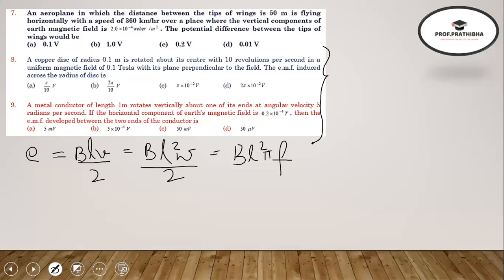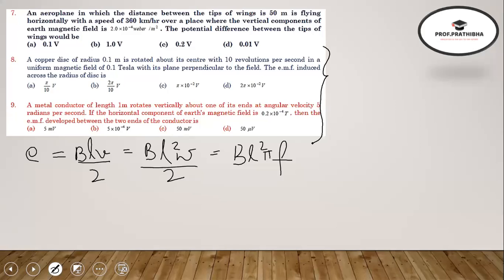A copper disc of radius is given to us. Whatever the length is, that is our radius. So a radius of 0.1 is rotated about its center with 10 revolutions per second. That means what data is given to you?